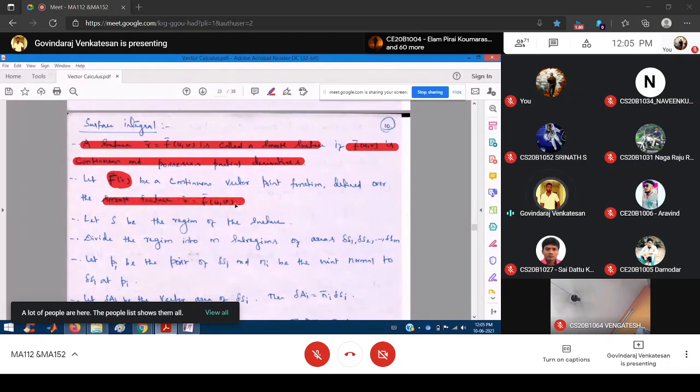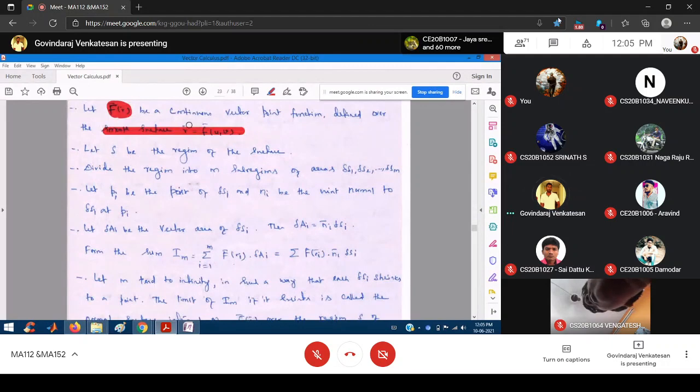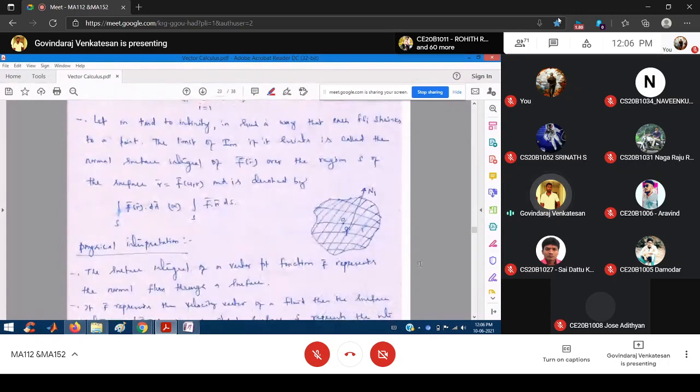Surface R. Okay. So in that surface, I'm going to take the small region S. So S is the small region in the surface. Okay. So divide the region into m number of subregions of areas delta S1, delta S2, and delta Sm. Okay. You can see the picture here. This is my small surface.